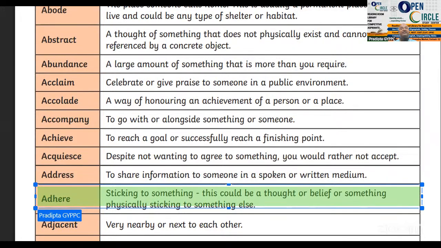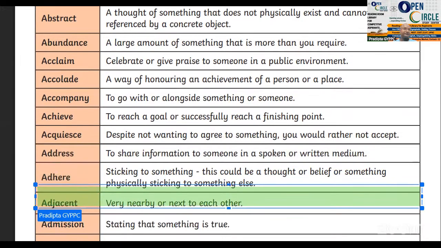Adhere. Adhere is a verb. मतलब चिपक के रहना, लगी ही रहेगा. You must adhere to the rules of the organization. You must adhere, मतलब मान के चलो. You must adhere to the rules of the organization.